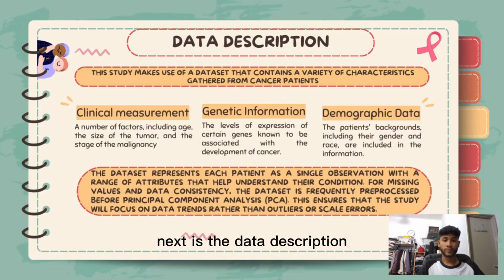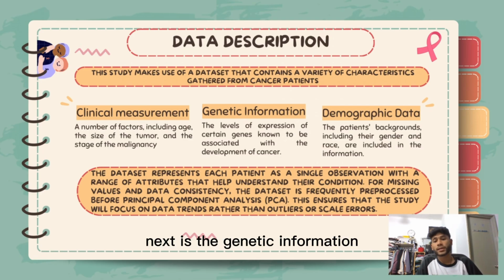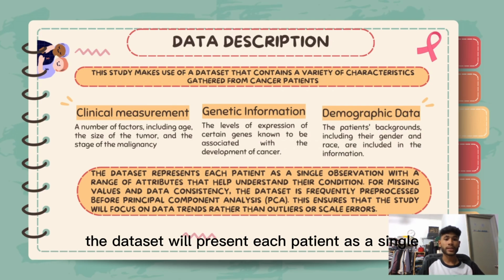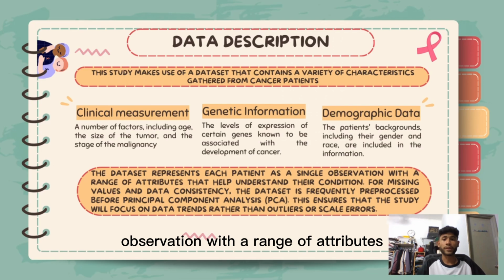Next is the data distribution. The study makes use of a dataset that contains a variety of characteristics gathered from cancer patients. Firstly is clinical measurement. Next is the genetic information. Lastly is the demographic data. The dataset represents each patient as a single observation with a range of attributes that help understand their condition.